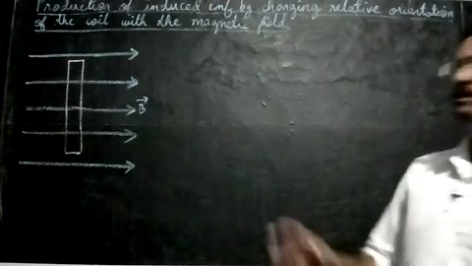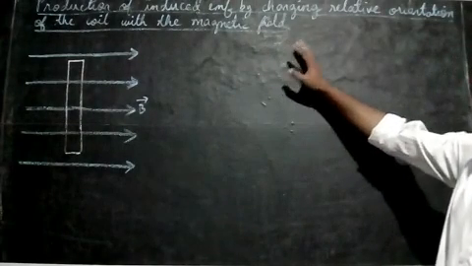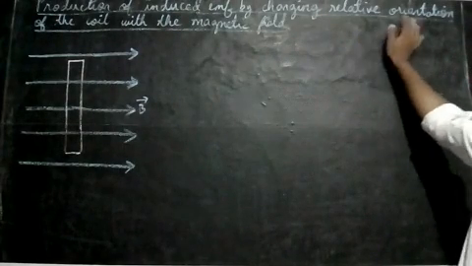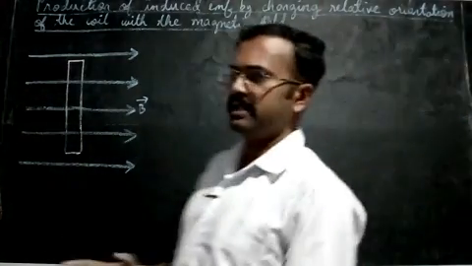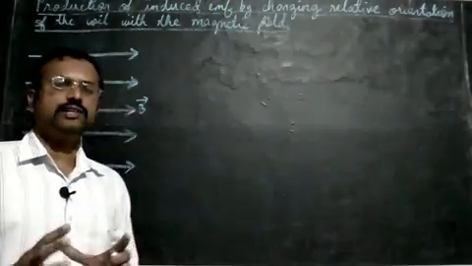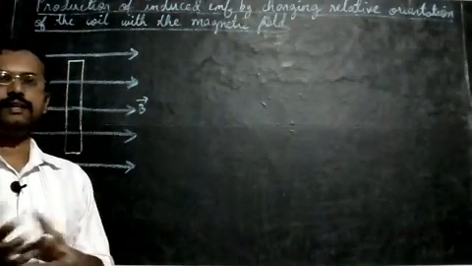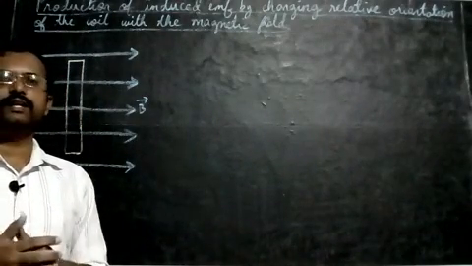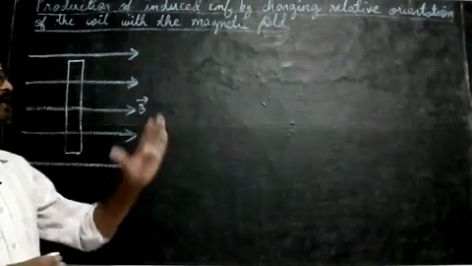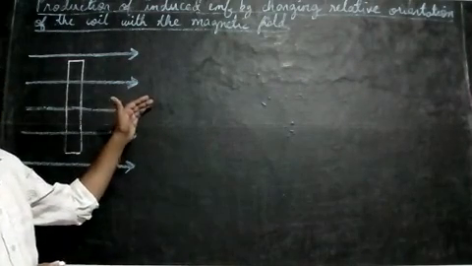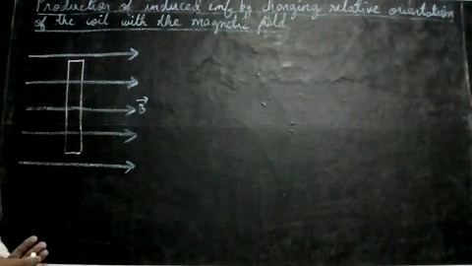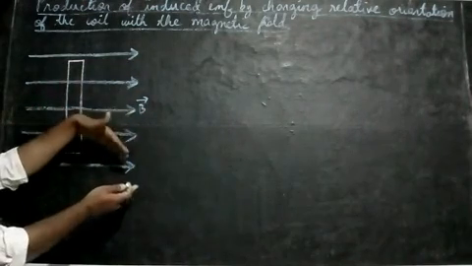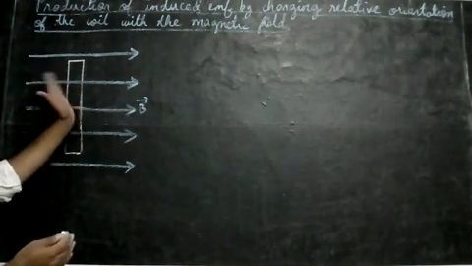Let us now study the next topic, that is production of induced EMF by changing the relative orientation of the coil with the magnetic field. One way we learned is that we can change the orientation of the coil, that is the angle theta, to produce an induced EMF. There are two ways: you can either rotate the magnetic field, or you can rotate the coil. Anyway, the angle will change.